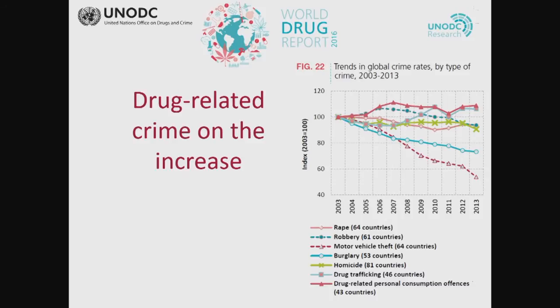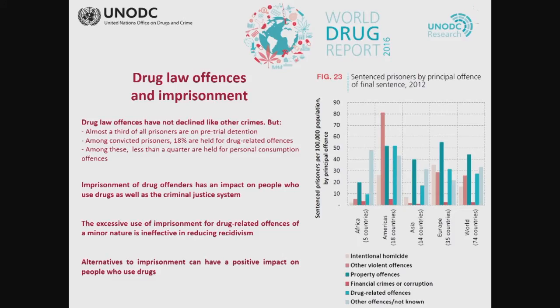Here you see the trend of different types of crime, measured as the crime that comes to the attention of the authorities. You see a lot of crime going down globally. This is a global picture. And particularly homicide, property crime, and so on. The only two lines that you see going up are actually drug-related crime. So we tried to look into this. And I have to say, it is very difficult to have data. So what I'm going to tell you is really based on very few countries.